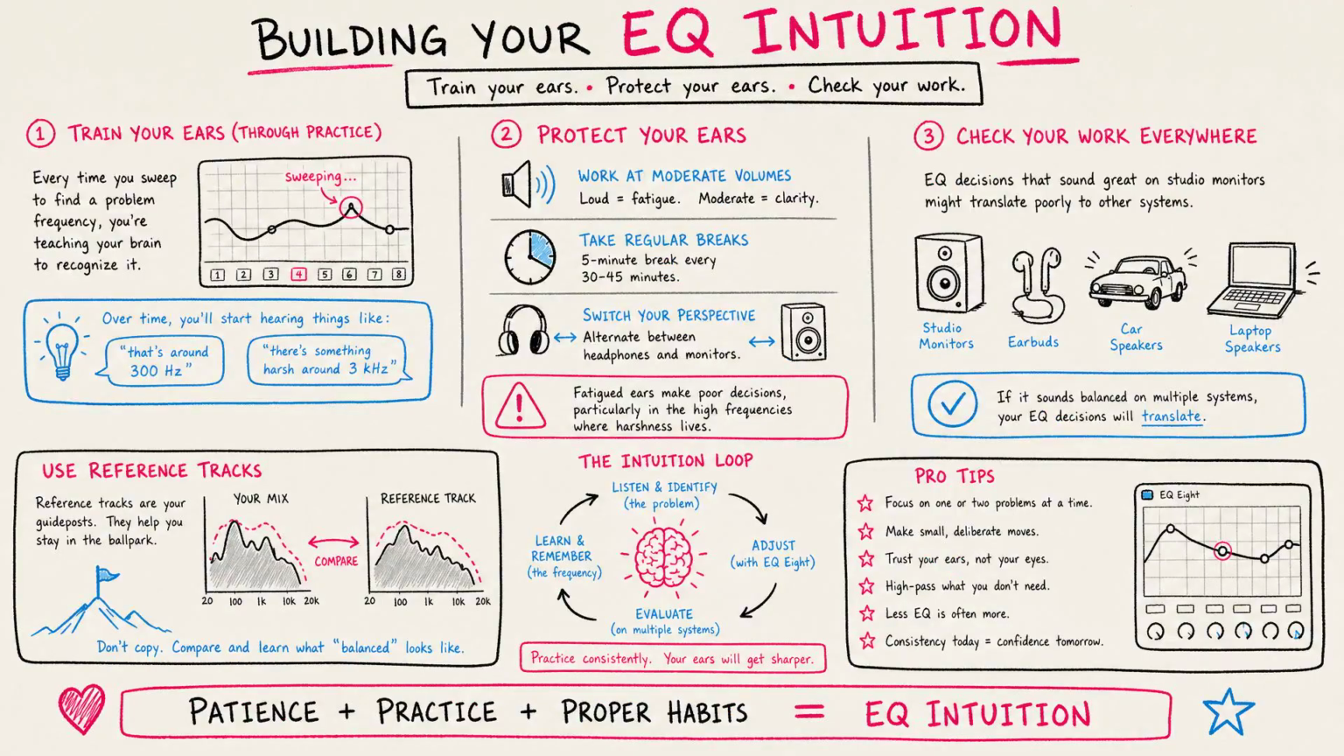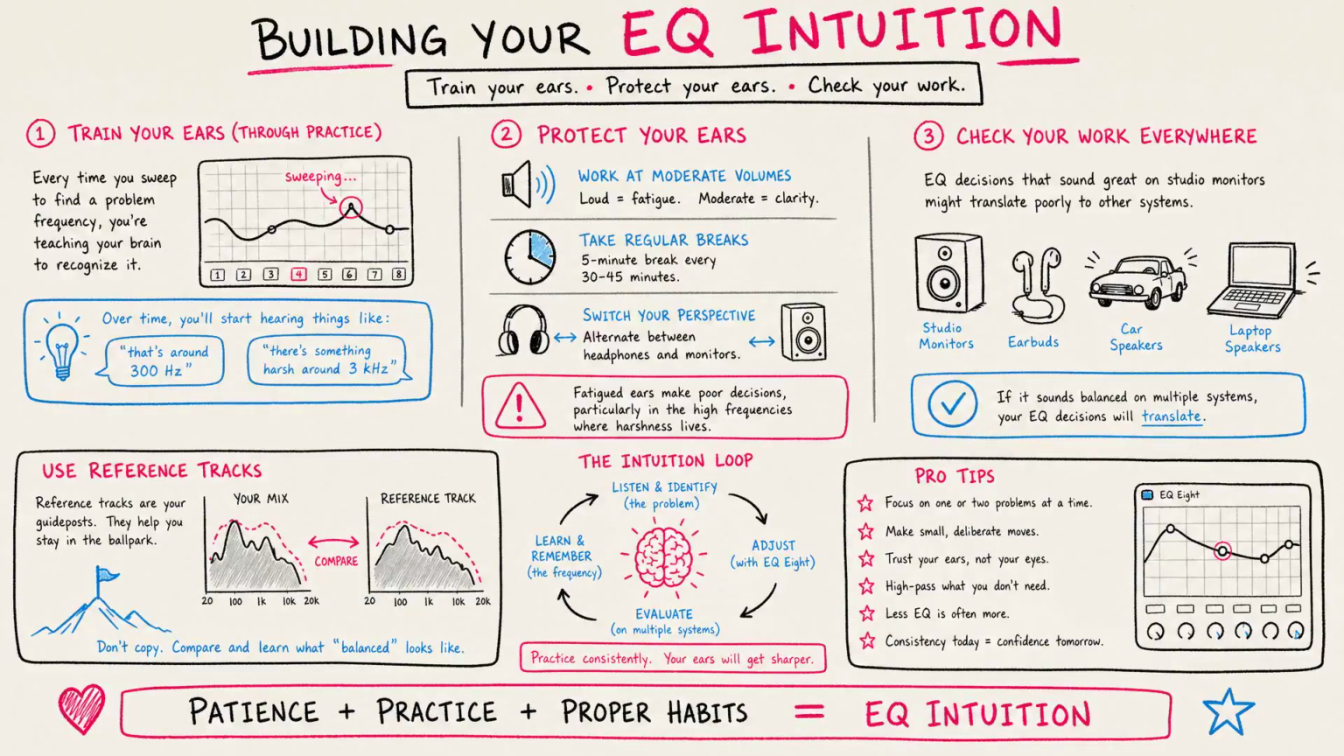Mastering EQ8, or any equalizer, requires developing intuitive frequency awareness that only comes through deliberate practice. Every time you sweep to find a problem frequency, you're training your ears to recognize that frequency range. Over time, you'll start hearing that's around 300 Hz, or there's something harsh around 3 kHz without needing to sweep. Manage ear fatigue by working at moderate volumes, taking 5-minute breaks every 30-45 minutes, and switching between headphones and monitors. Fatigued ears make poor decisions, particularly in the high frequencies where harshness lives.